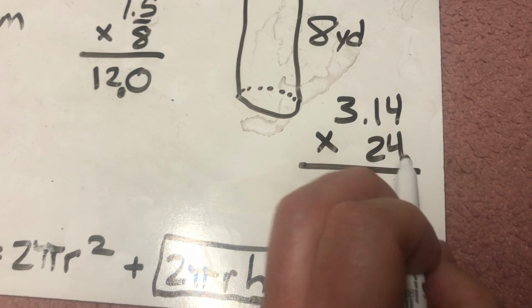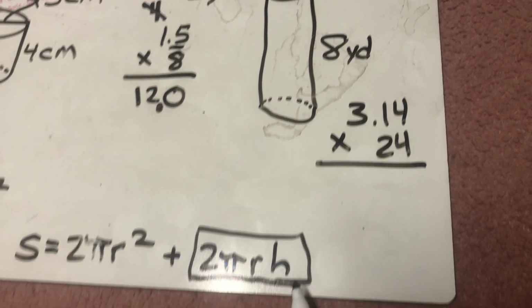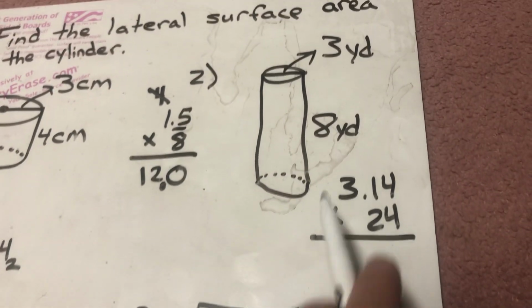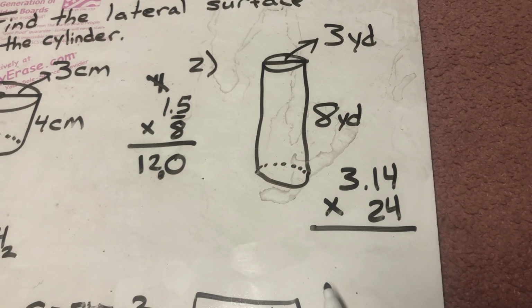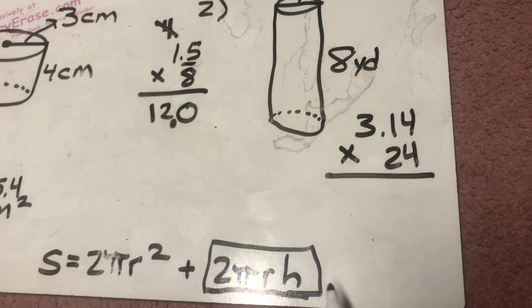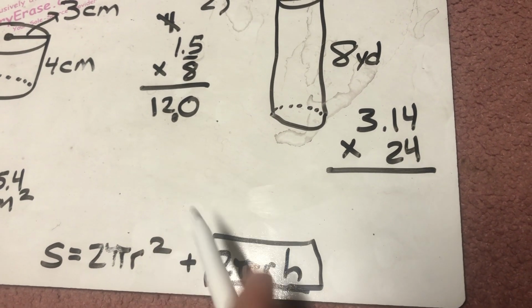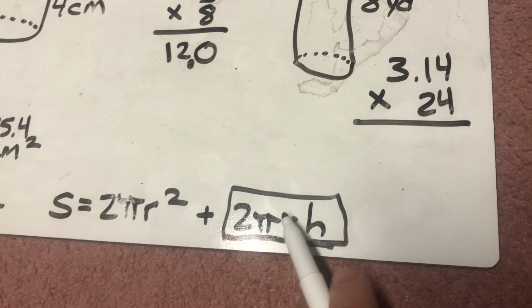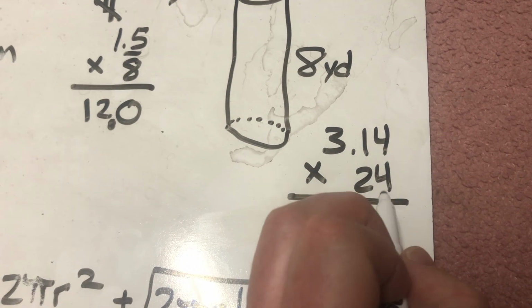So pi times 24. Once again, how did I get 24? The radius was 1.5 because the diameter was 3. Half of 3 is 1.5. I took 1.5 times the height, which was 8. That gave me 12. Then I multiplied that by 2. That gave me 24. Have to multiply that by pi, 3.14.